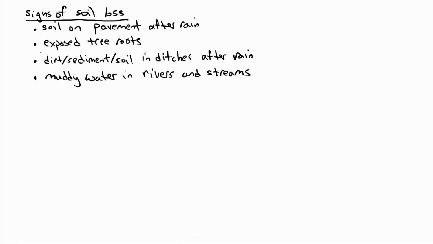And so here are some signs of soil loss. If you see soil on the pavement or the sidewalks after a rain, exposed tree roots, dirt, sediment, soil in ditches after the rain, or muddy water after rain, in the rivers and streams after big storms and things like that. You will see rivers and streams full of mud.